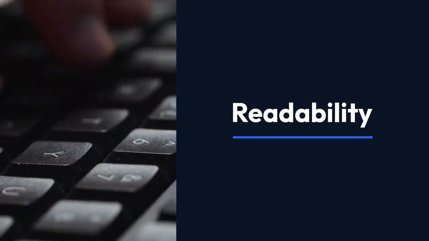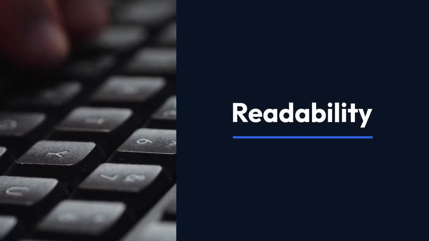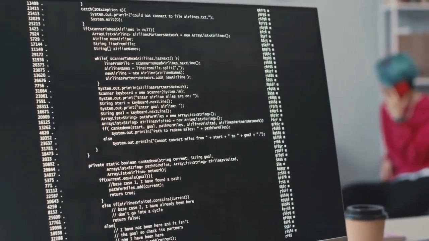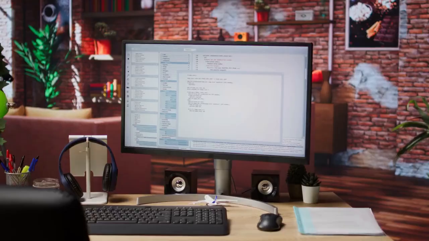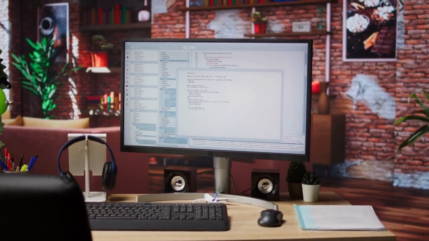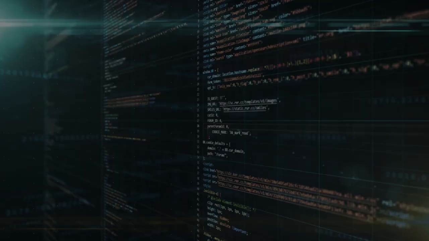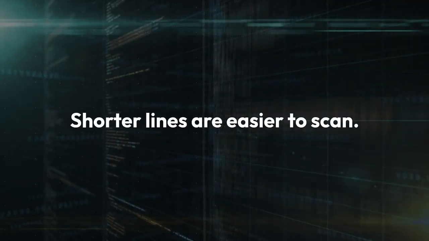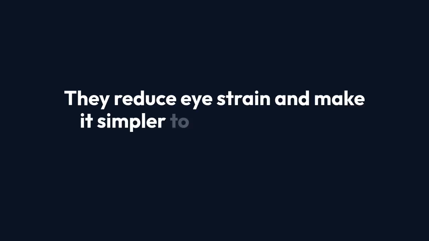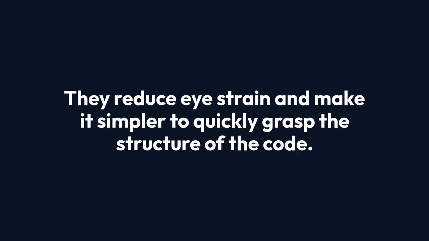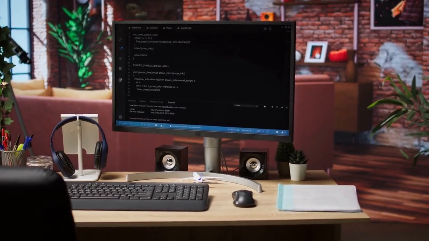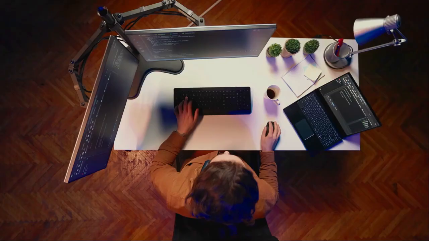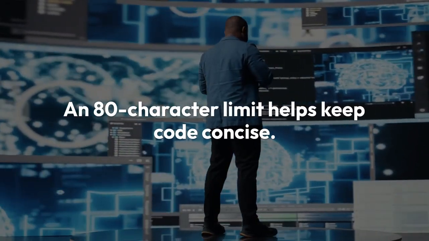Beyond history, readability is a huge factor. Our eyes are simply not great at tracking extremely long lines of text. Think about newspapers or books. They use narrow columns for a reason. Shorter lines are easier to scan. They reduce eye strain and make it simpler to quickly grasp the structure of the code. When a line goes on and on, your eyes have to travel a greater distance, and it's easier to lose your place.